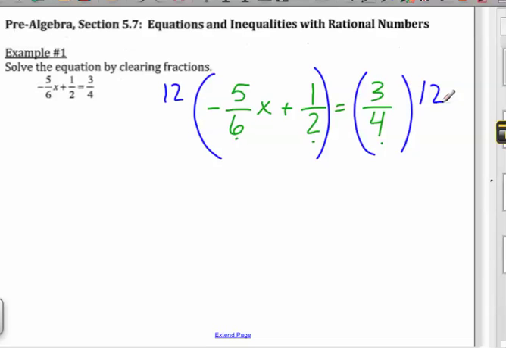Now, let's look at this first one right here. You remember, we have to distribute. So when we do 12 times negative 5 over 6, what's 1/6 of 12? Think if we divided 12 into 6. What's 1/6? Fritz? 2. Okay? But we've got negative 5/6. So what's that equal, Fritz? If 1/6 is 2, how many is 5/6, Hobbs? 10. But this is going to be negative 10x.